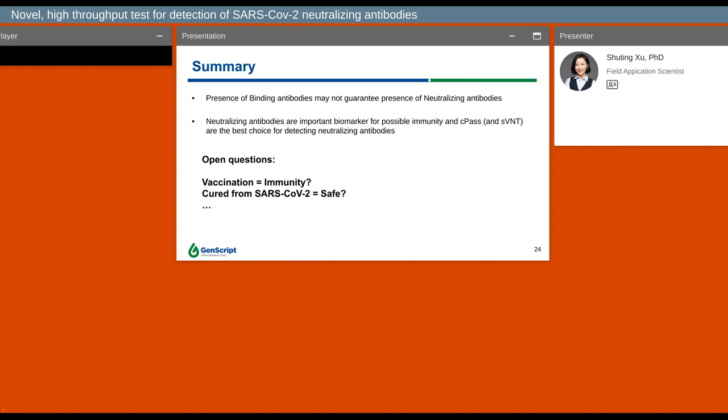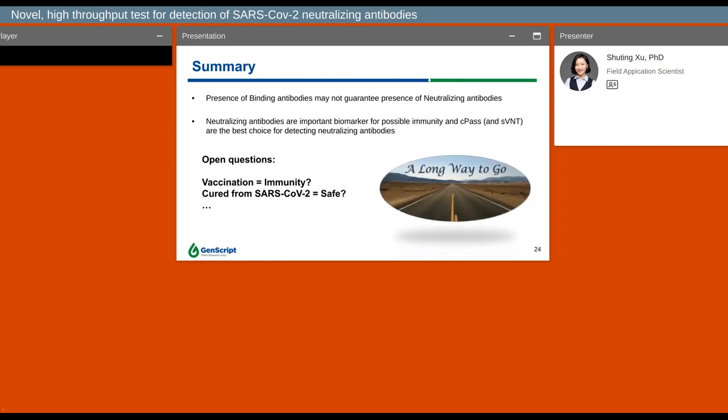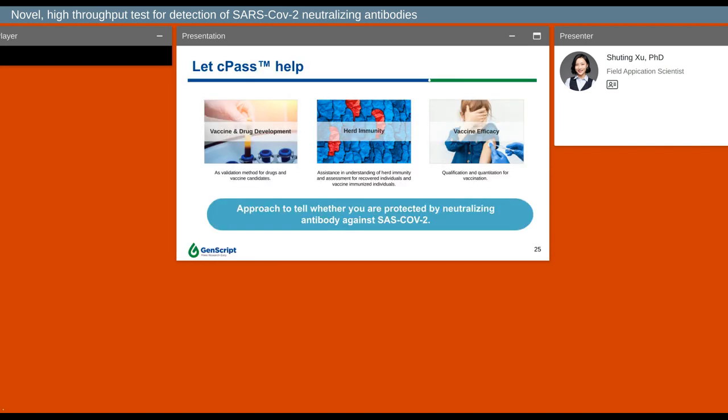Does everybody vaccinated mean everyone has immunity? Does being cured from SARS-CoV-2 mean that you are safe? There is a long way to go for science globally to answer those questions. Well, cPass can be a tool to help you answer the questions. With cPass, you can validate your vaccine and drug development.